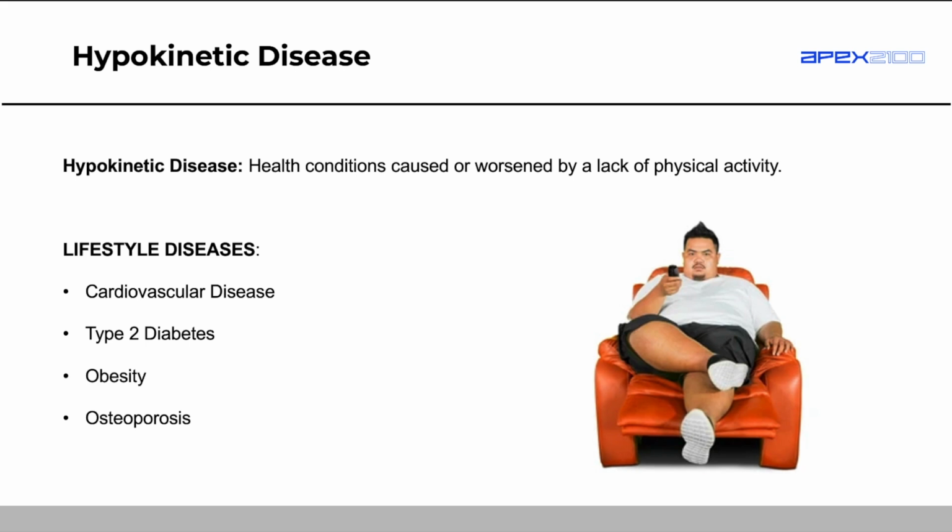So we have cardiovascular disease. This includes heart disease and stroke due to insufficient exercise. For type 2 diabetes, remember there's 2 different types of diabetes. We'll go over the differences between those 2 types and then look specifically at how we have increased risk for type 2 diabetes due to low physical activity levels. We'll look at obesity and weight gain and the related health issues from a sedentary lifestyle.